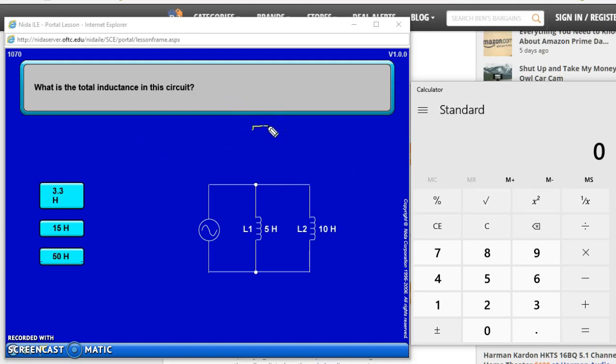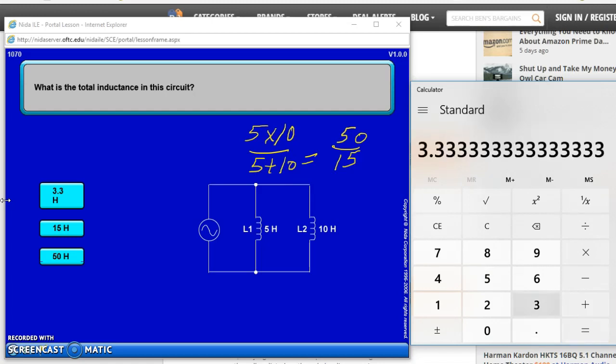So let's say product over sum. This time with the right values, 5 times 10 over 5 plus 10. 5 times 10 is 50. 5 plus 10 is 15. And again, can't do that math in my head, but we're going to divide 50 divided by 15, and that's going to give us, no surprise, 3.3 henries.